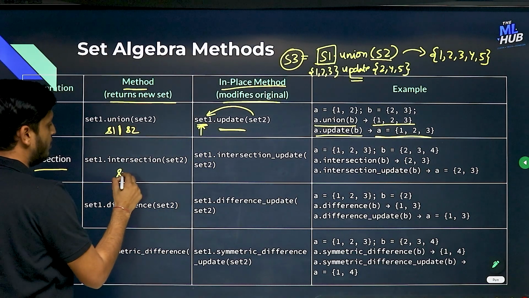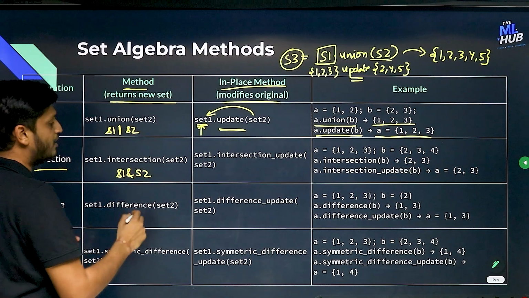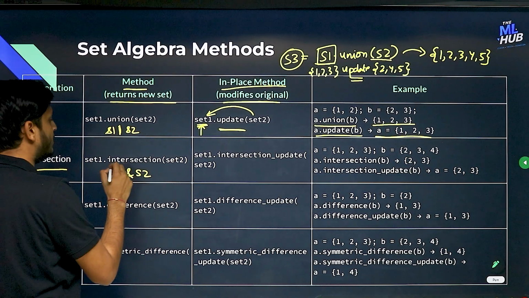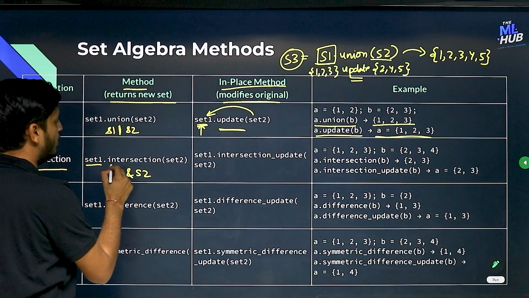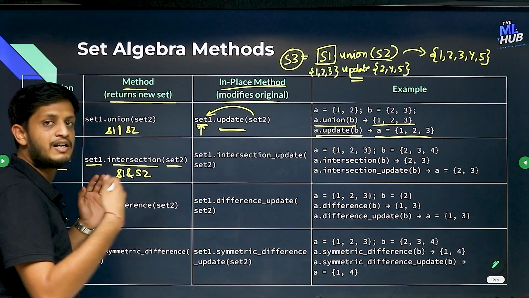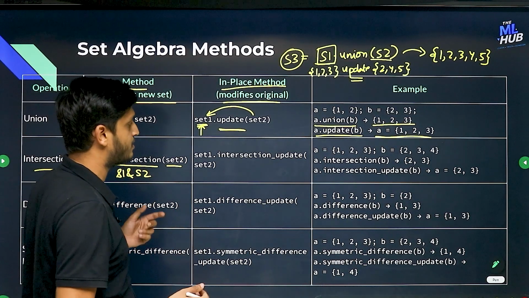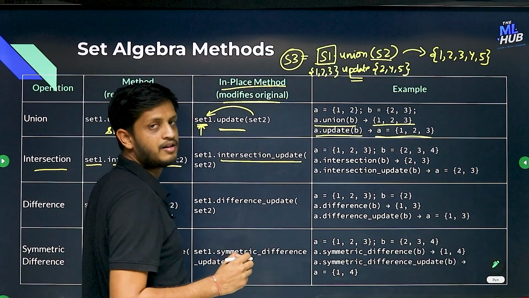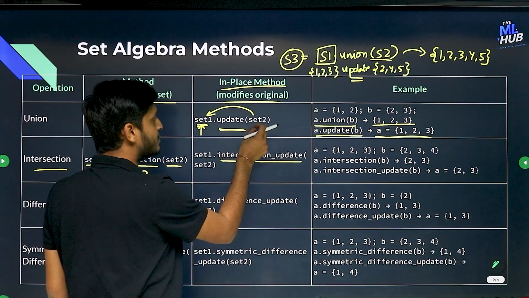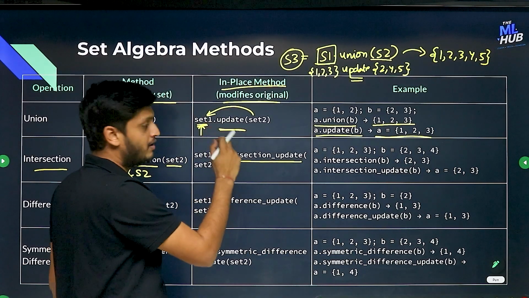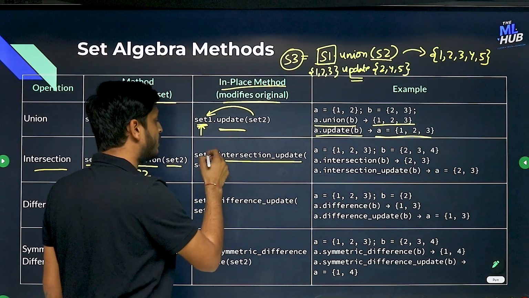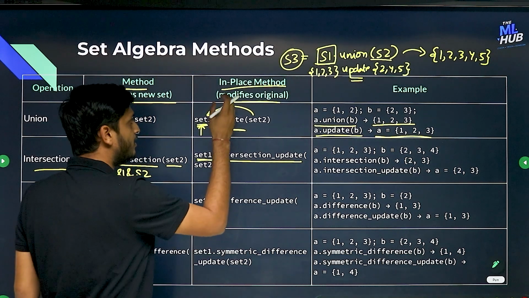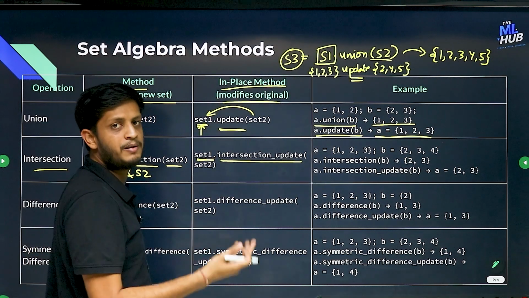Similarly, for intersection, you can do S1 & S2. That will give you a new set containing the intersection of these two sets, and you can use the intersection method for sets as well. set1.intersection(set2) will create a new set containing the intersection of both sets. And if you do set1.intersection_update, the update function just calculates the union and updates the set. But if you do intersection update, it will calculate the intersection of the two sets and update set1 as well. So again, it is the in-place method for doing the updation.